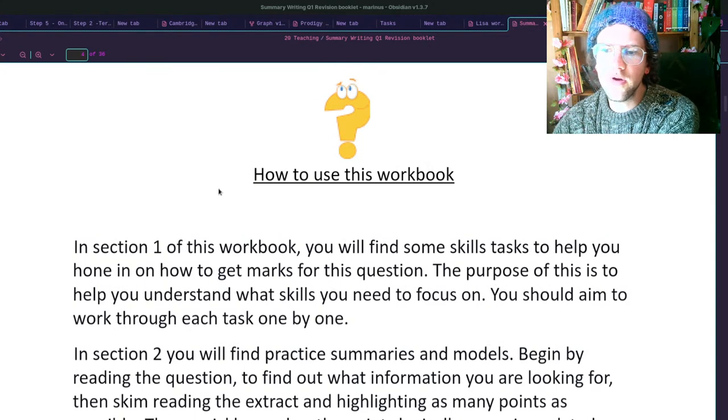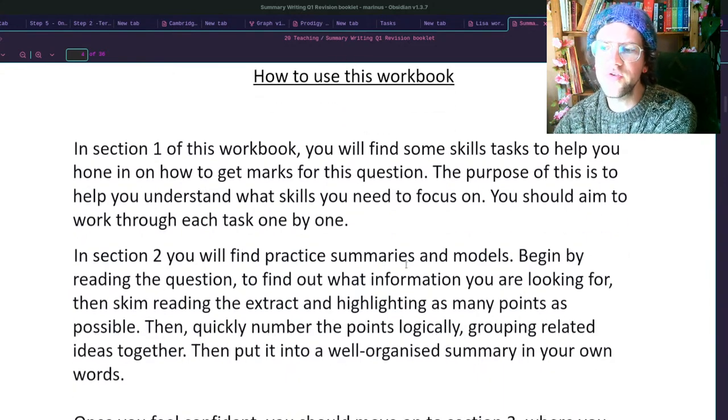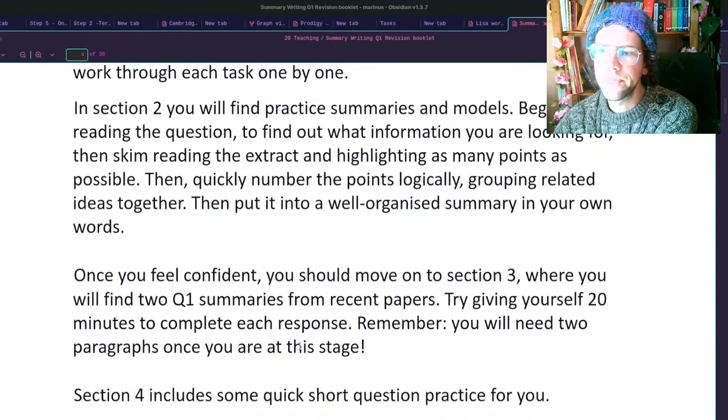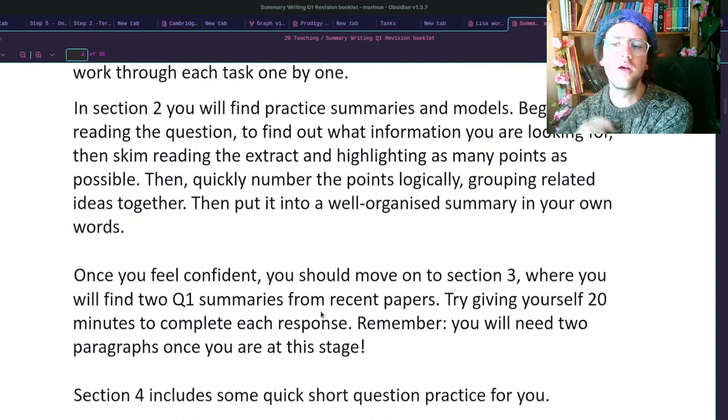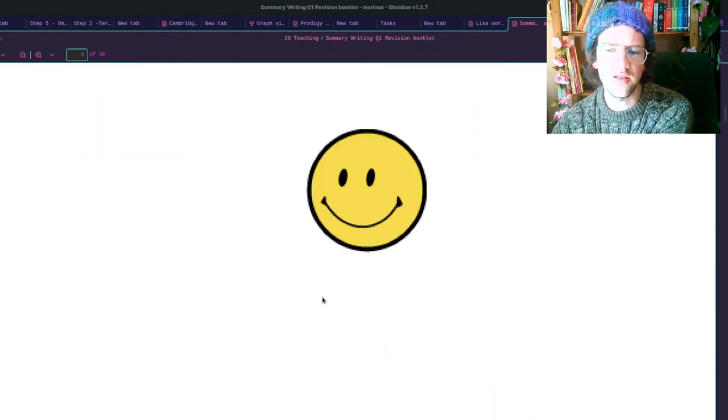So this workbook, section 1, is just going to hone in to get your marks. Section 2 is going to give you practice summaries. And then section 3 is real questions from the exam. You should give yourself 20 minutes to complete each response with a timer. Sit with a timer, complete a response, and then work through it. This is how you build your skills.